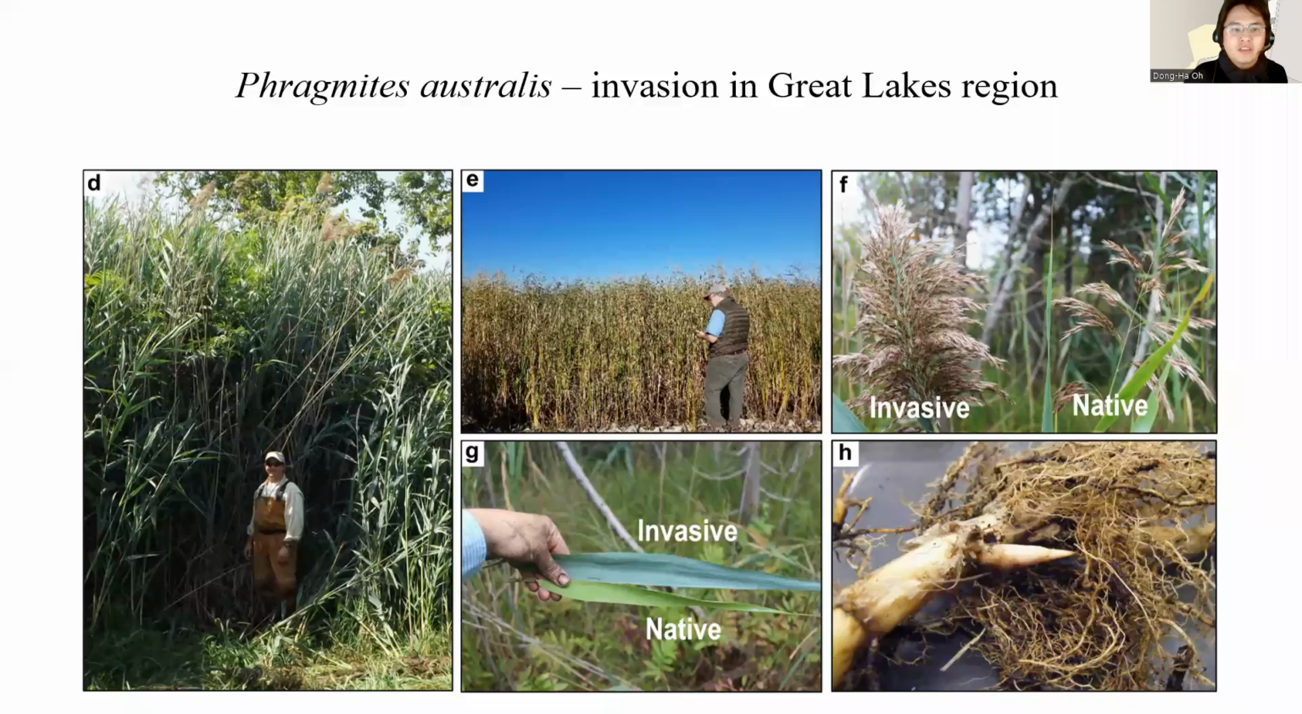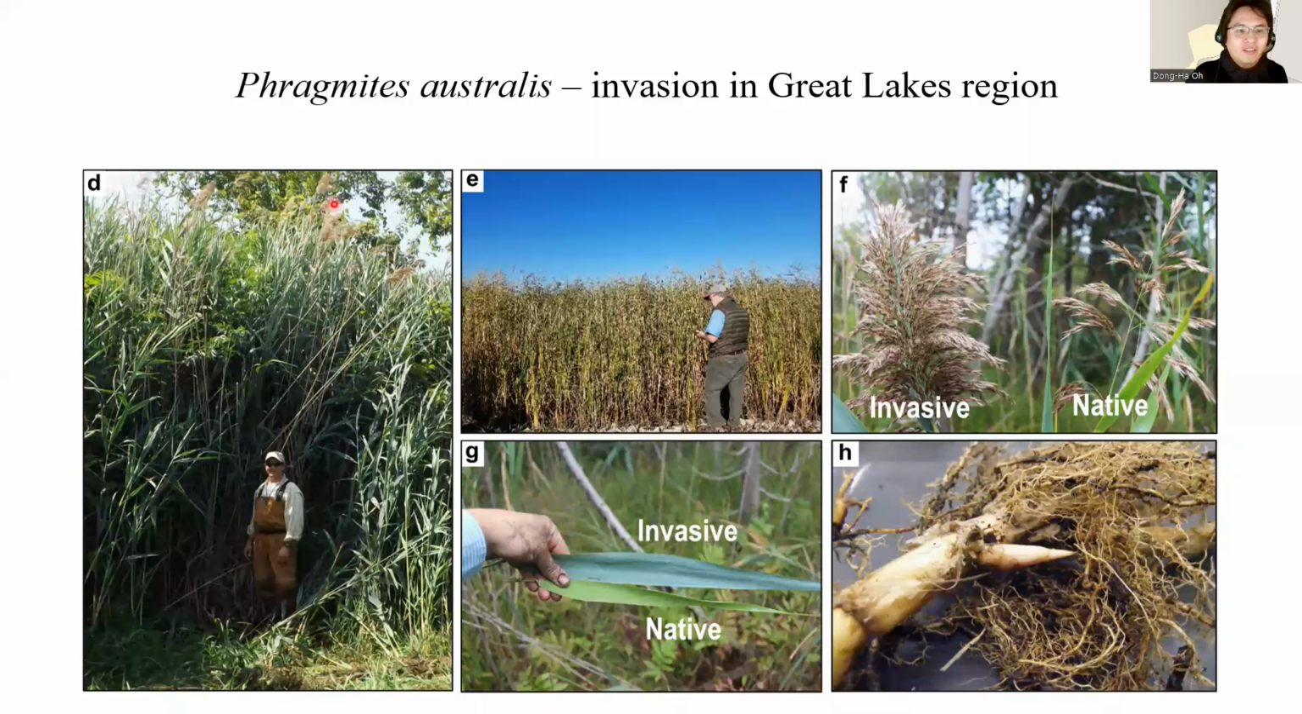But in the Great Lake regions of North America, there is a reed subspecies that grows very tall and much more robust than its native subspecies counterpart. So this is the native subspecies. You can see the height is more or less similar to a person's height. This is our colleague, Keith Clay.